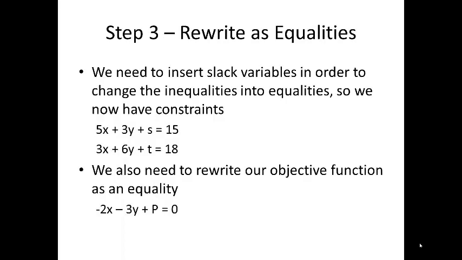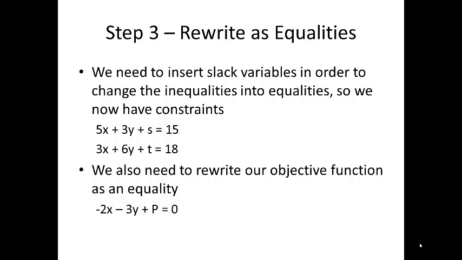So the next step is we want to rewrite those inequalities, less than or equal to 15 and less than or equal to 18, as equalities. And to do that, we insert something called a slack variable. So instead of 5x plus 3y is less than or equal to 15, we have a slack variable s, which is the leftover, and we say 5x plus 3y plus s is equal to 15. So say s was left over, we have 4y plus 3 leftover units of s, that would be equal to 15, assuming x was 0.